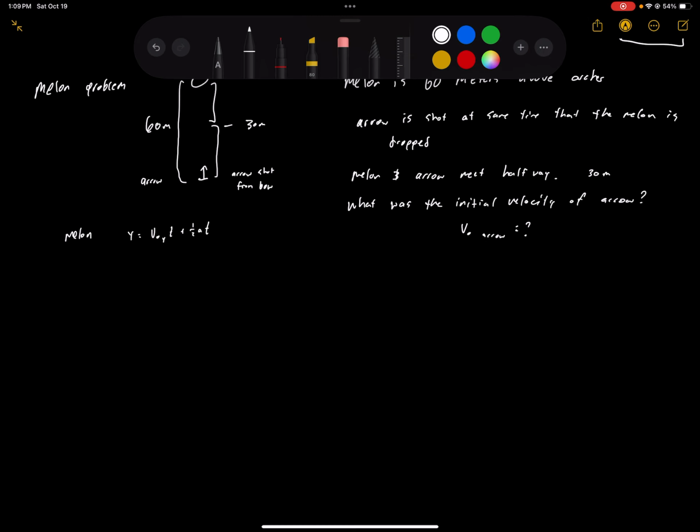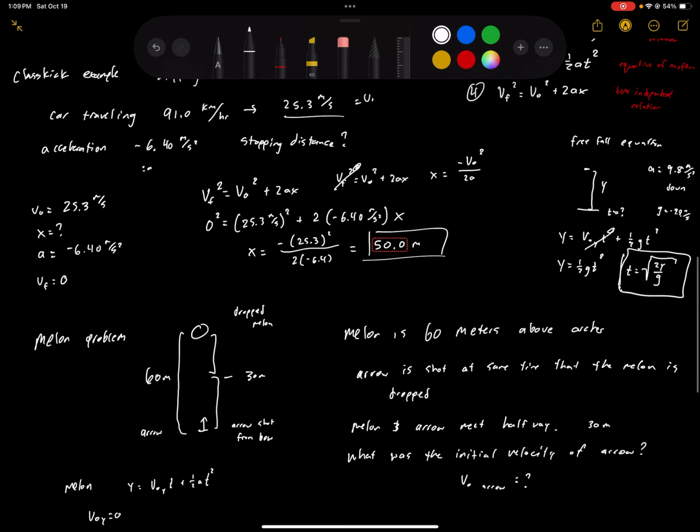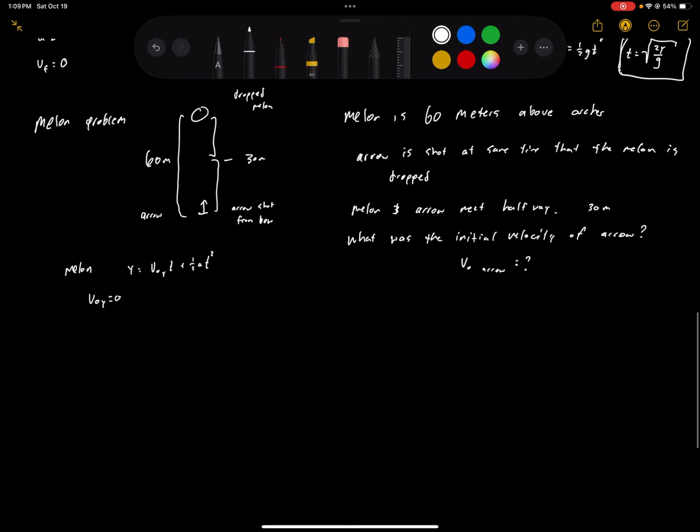A being the acceleration due to gravity. But you can just use a shortcut. We know that the initial velocity of the melon is 0, so it's basically just a free fall problem. The time it takes the melon to fall is going to equal the square root of 2y over g. And that's how you want to approach this problem.